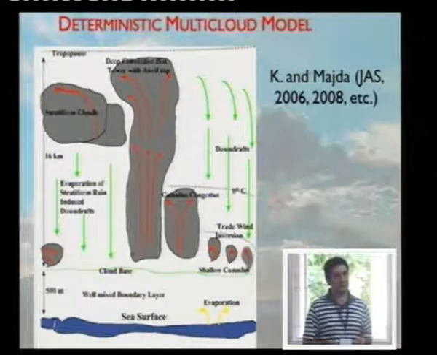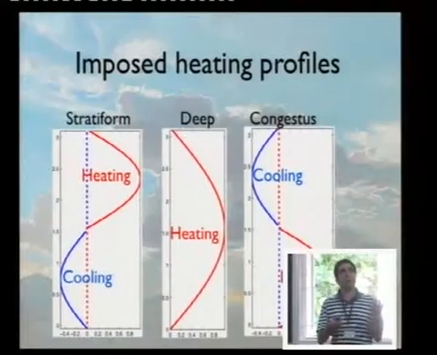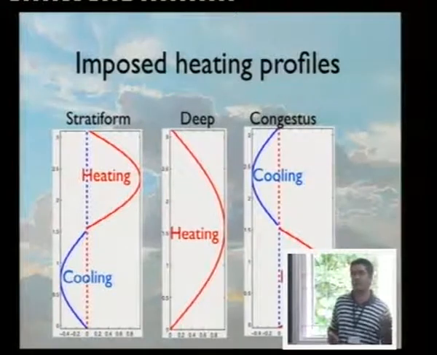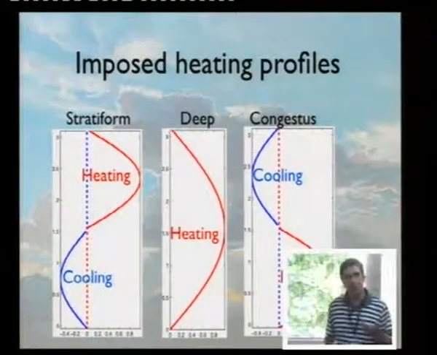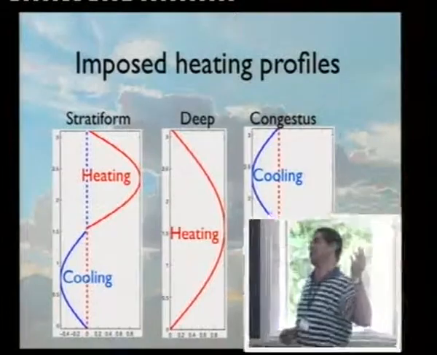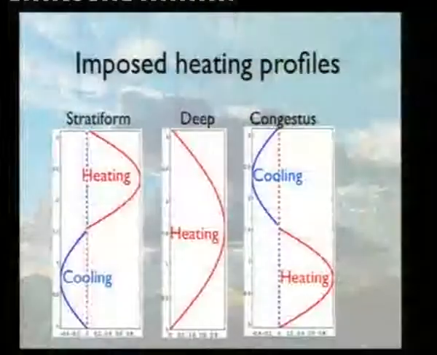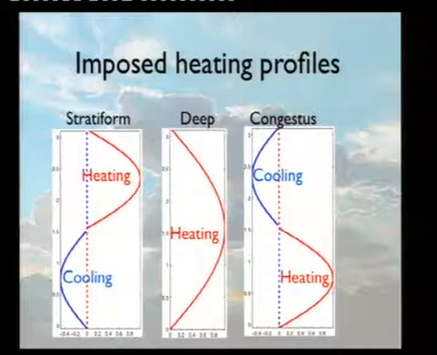That's the main idea. And to make a simple model, even simpler, we impose heating profiles. And the heating profiles, there are three of them. There is the deep convection profile that basically heats all the troposphere. And then you have the congestus profile that heats the lower troposphere and cools the upper troposphere. And there is the stratiform profile that just does the opposite of the congestus.